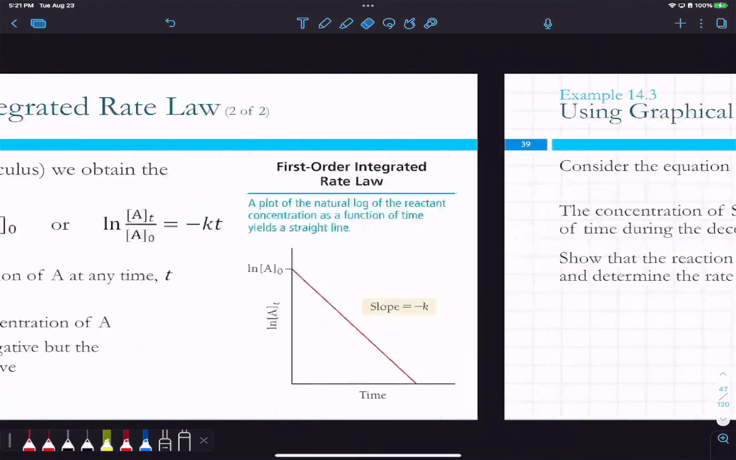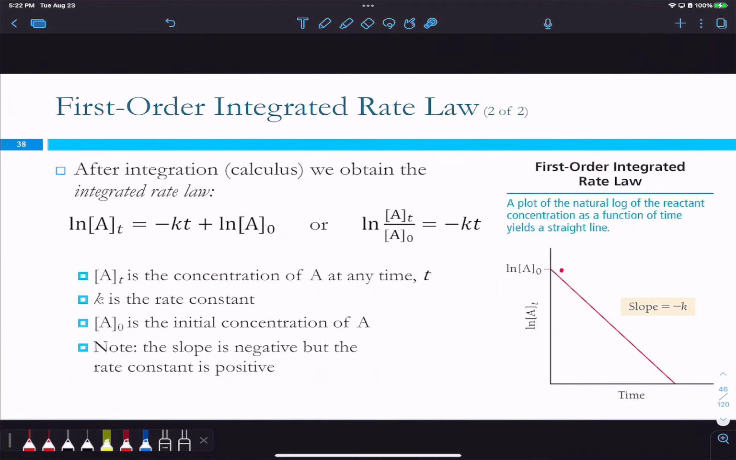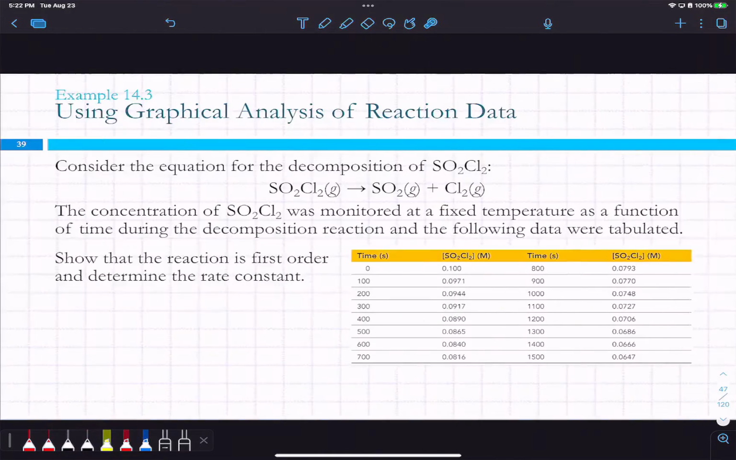So actually, let me point this out too. Notice that this is a straight line. That's going to be a theme in a lot of these. And also, actually, I think I'll point this out on the next couple slides. So if we take some reaction, some process, this is sulfuryl chloride decomposing into sulfur dioxide and chlorine gas. So the concentration of sulfuryl chloride was monitored at a fixed temperature as a function of time during this decomposition reaction. And then they created this table of data.